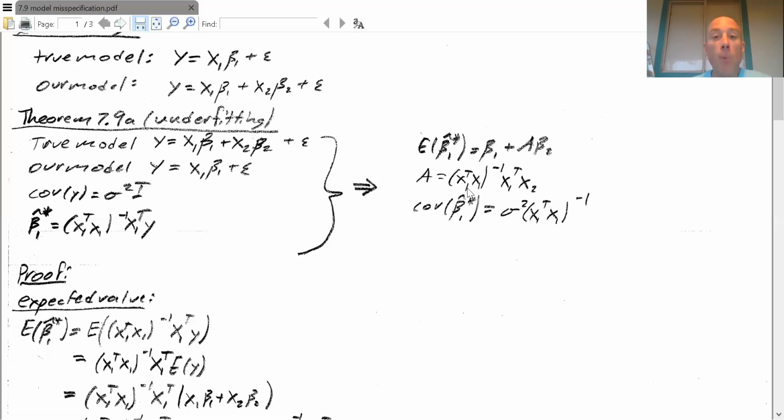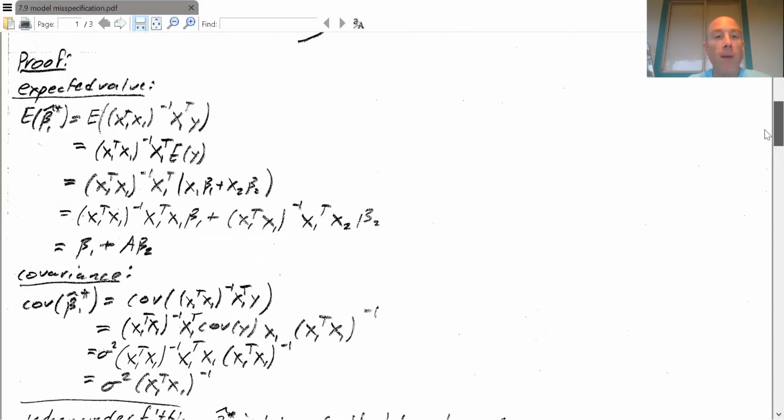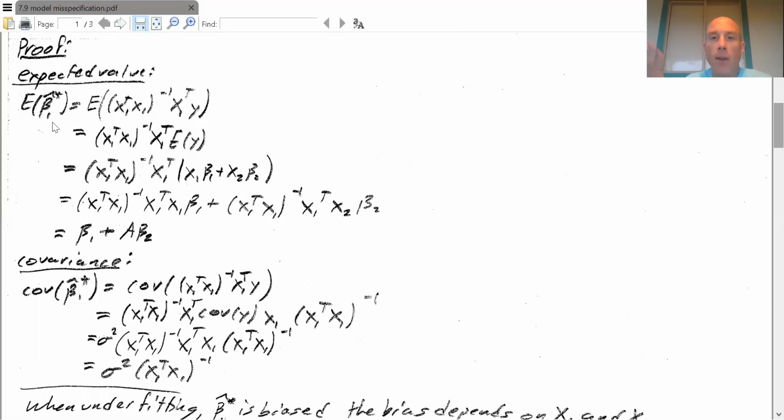And it uses both parts of that x matrix, x1 and x2. Okay, well, how do we prove this? Well, for the expected value, I just take the expected value like I would normally. So this is my estimation formula right here. I take the expected value. The x's are treated as constants, so since they're constant, I can pull them out of the expected value.